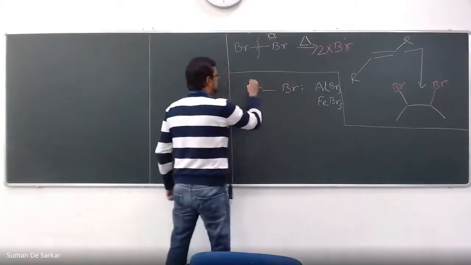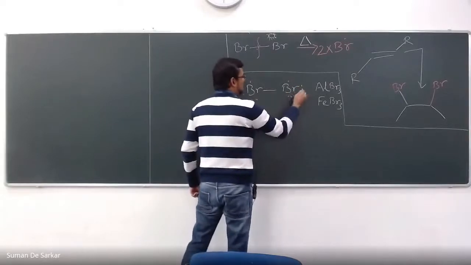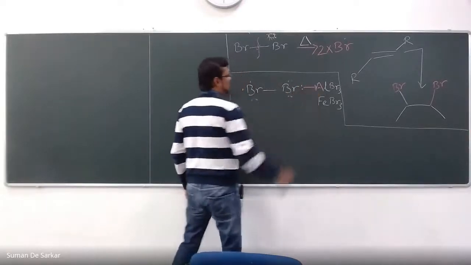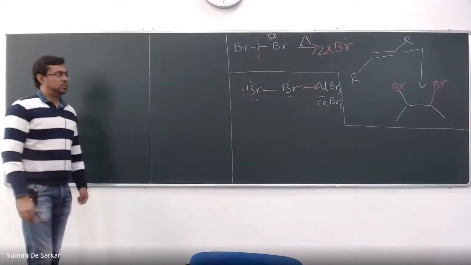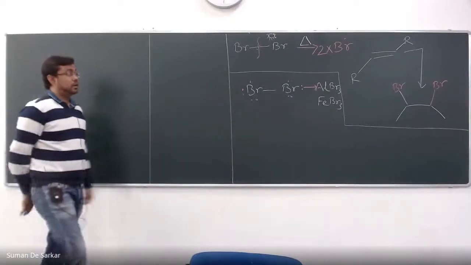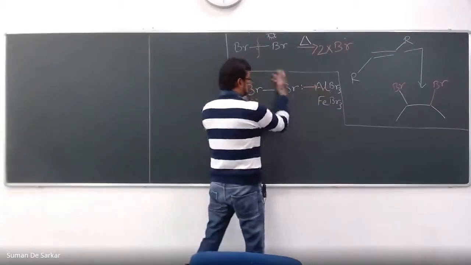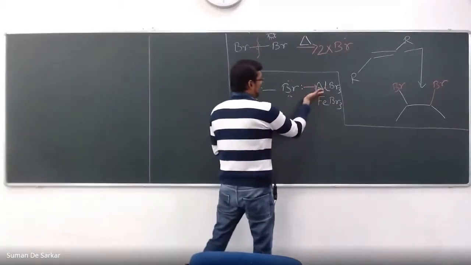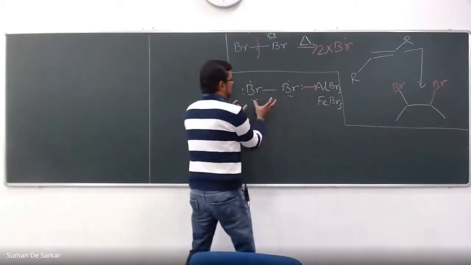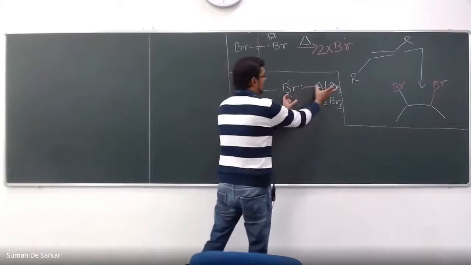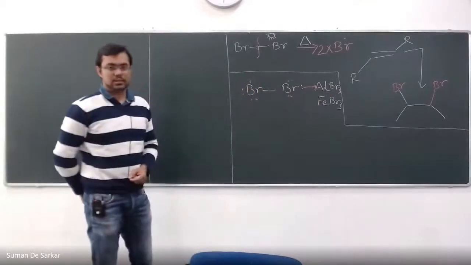has 3 lone pairs on each bromine. So one of the lone pairs will coordinate with the Lewis acid here. You have to fix the stoichiometry in catalytic amount. The amount of bromine should be more and the amount of Lewis acid should be less, so that only one of these bromines gets the chance to coordinate with the Lewis acid.